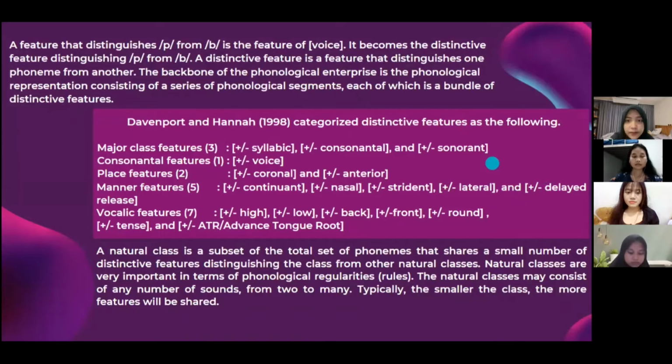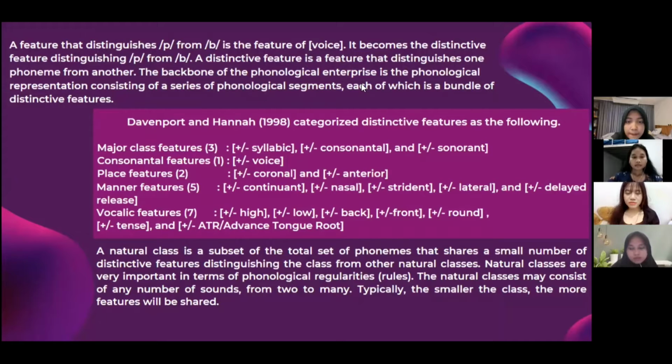And the next is a feature that distinguishes P from B, which is the feature of voice. It becomes the distinctive feature distinguishing P from B. A distinctive feature is a feature that distinguishes one phoneme from another. The backbone of the phonological enterprise is the phonological representation consisting of a series of phonological segments, each of which is a bundle of distinctive features.